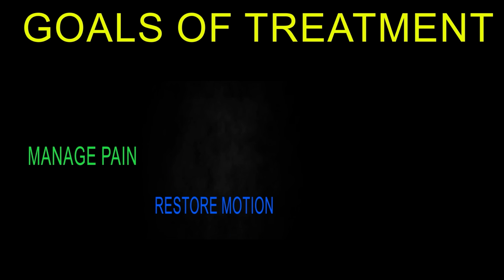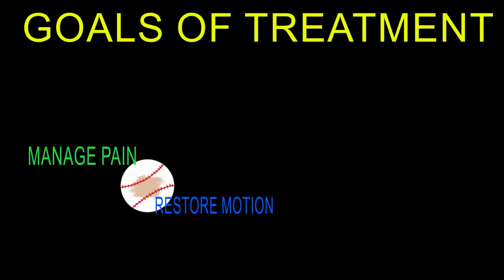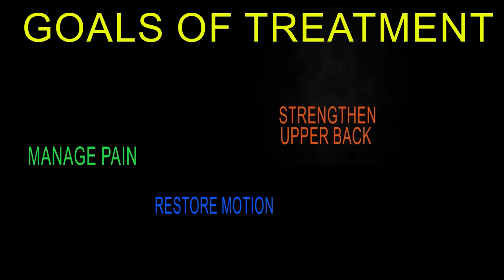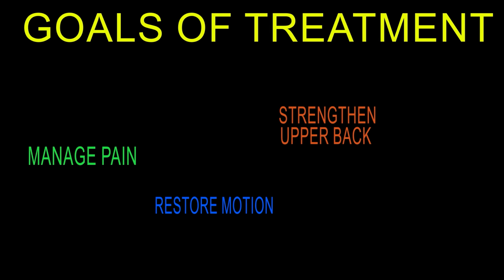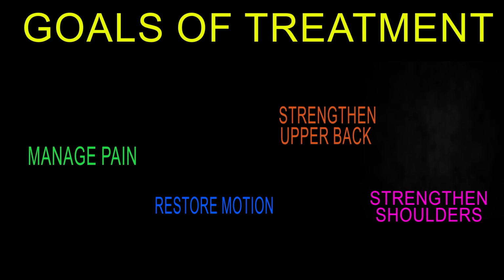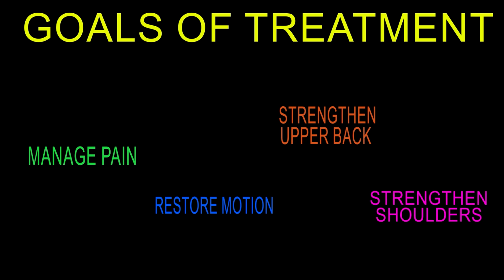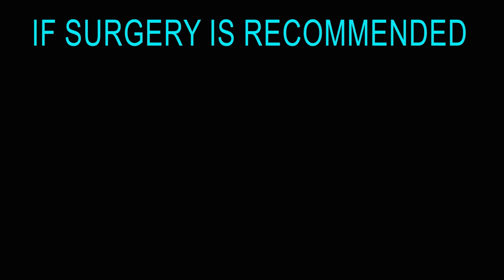Recovery. The goals of treatment for rotator cuff injuries are to manage the pain, restore the range of motion, restore the movement, strengthen the muscles in the upper back because they help stabilize the shoulder complex, and to improve the overall strengthening of the shoulders. If you see a surgeon and it is recommended that you have surgery, you can expect to be in therapy for a while, where a protocol will be followed.